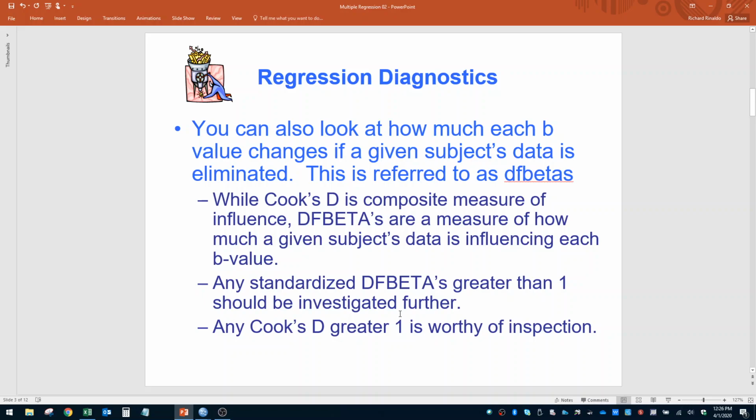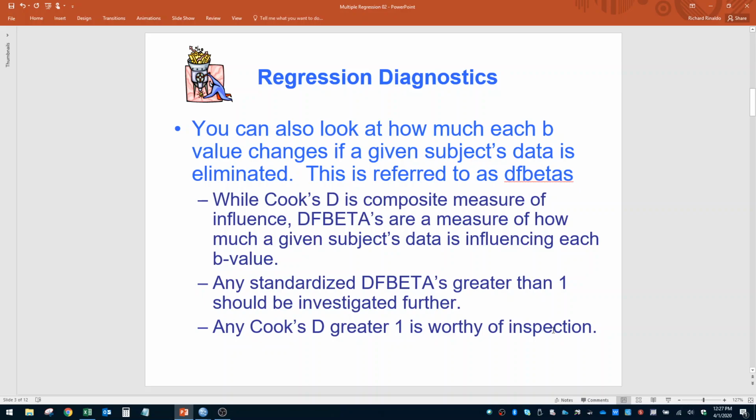The other piece that we won't get into in too much detail is what's referred to as the DF betas. If you eliminate a participant's data, what impact does it have on each of the respective slope functions for the multiple regression? You can derive that from SPSS. I'll show it. If you get a DF beta for a given slope function that's greater than 1, that alerts you to look at it in greater detail, as to what's going on in terms of driving the change in the slope function when you remove that given person.